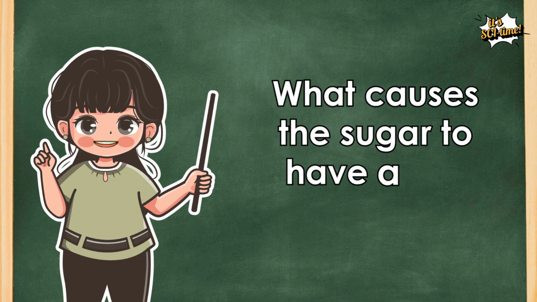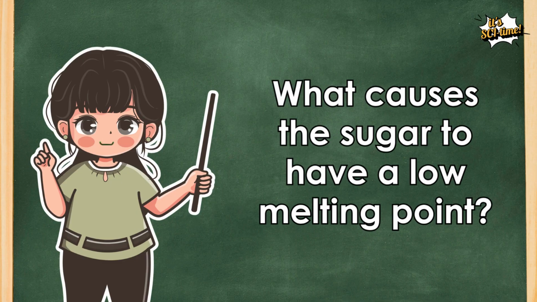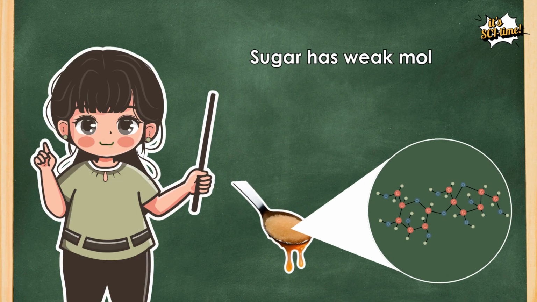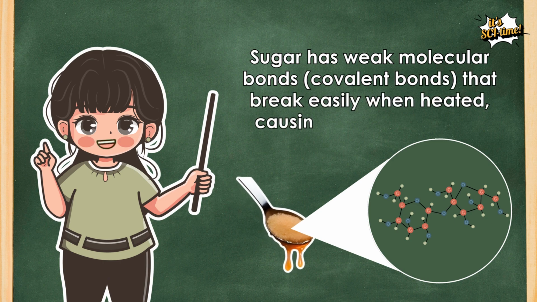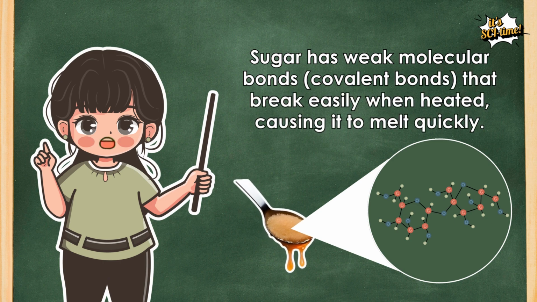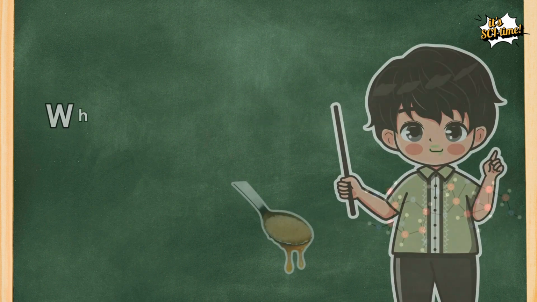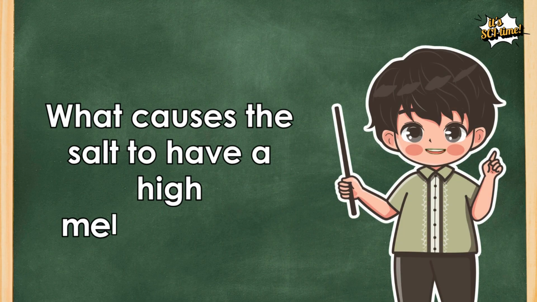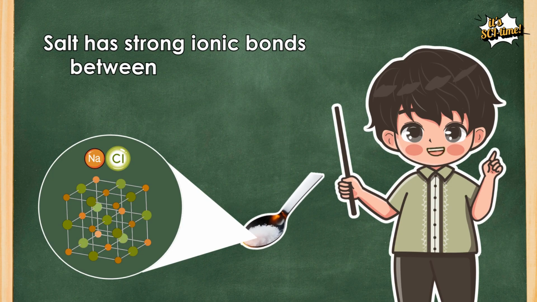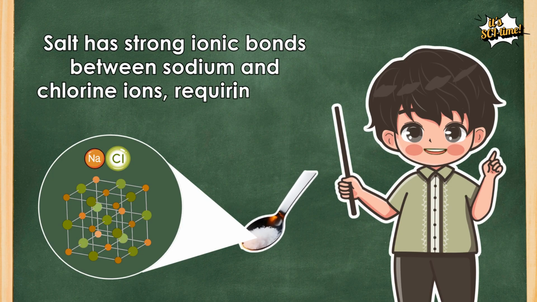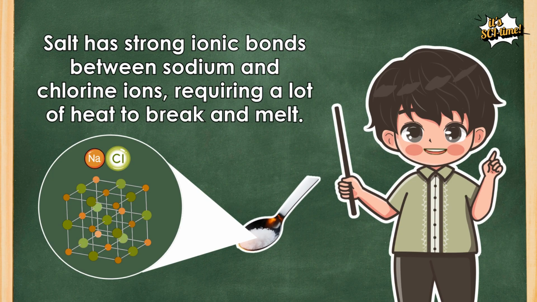What causes the sugar to have a low melting point? Sugar has weak molecular bonds, covalent bonds that break easily when heated, causing it to melt quickly. What causes the salt to have a high melting point? Salt has strong ionic bonds between sodium and chlorine ions, requiring a lot of heat to break and melt.